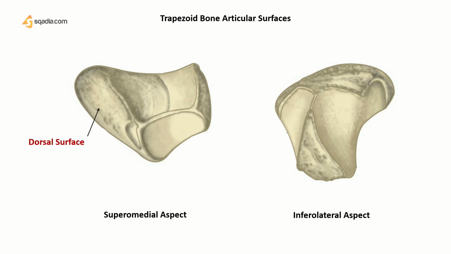It articulates with 4 bones. Its proximal facet articulates with the scaphoid bone. Laterally we have the trapezium bone. On the medial side there is the capitate bone, and distally we have the second metacarpal bone.